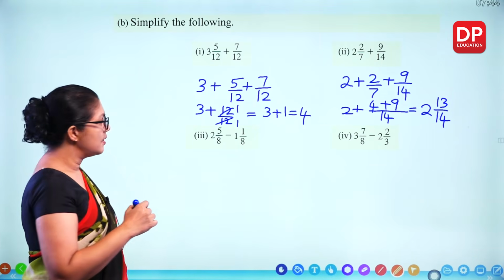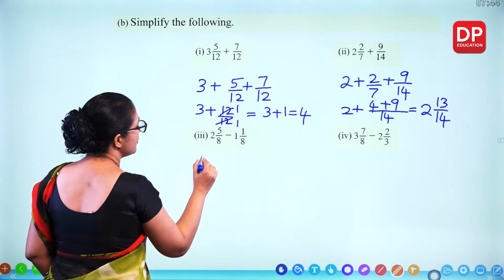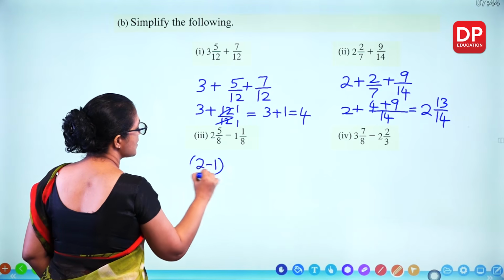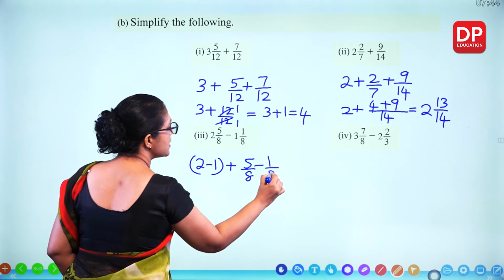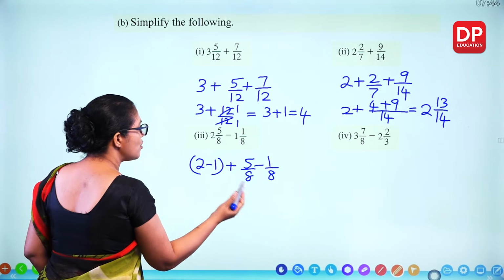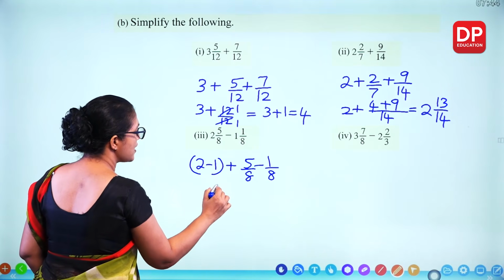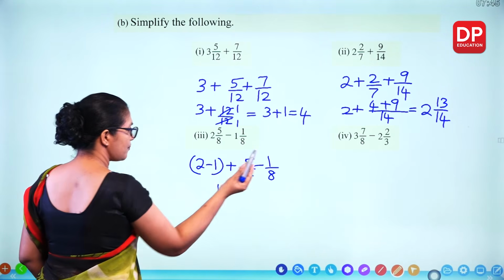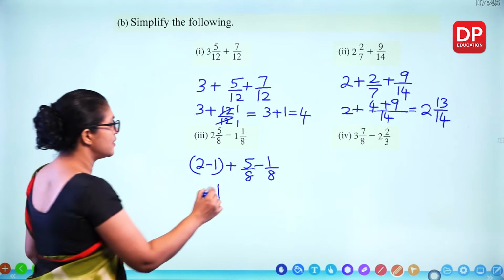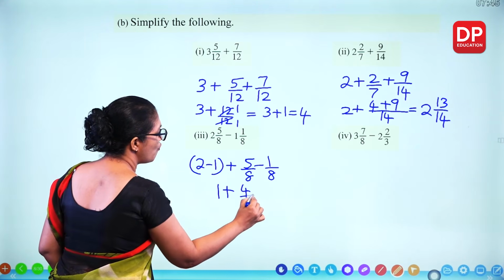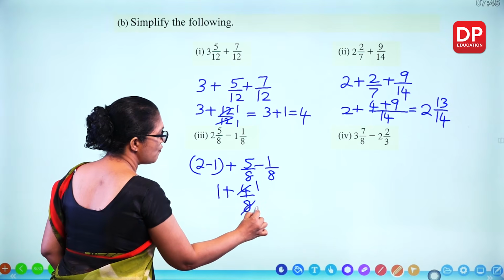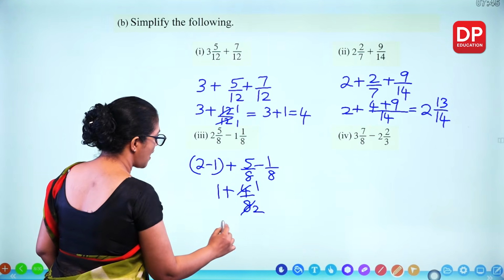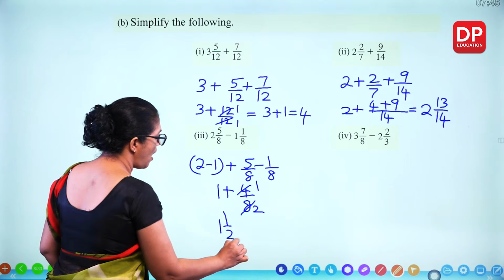Look at this one. 2 minus 1. You can subtract the whole numbers first. And 5 over 8 minus 1 over 8. Same denominator, you can subtract straight away. 2 minus 1 is 1. 5 minus 1, you get 4. 4 over 8. Here you can simplify. 4 times 1, 4 times 2. 1 plus half, 1 and a half.